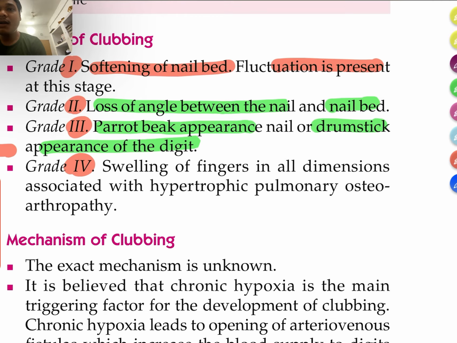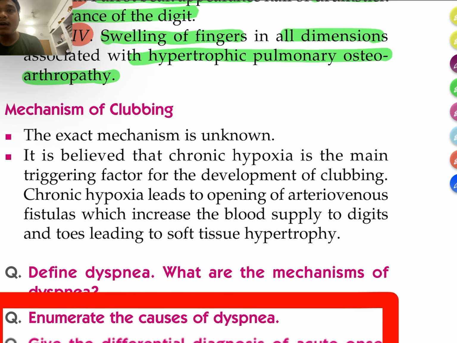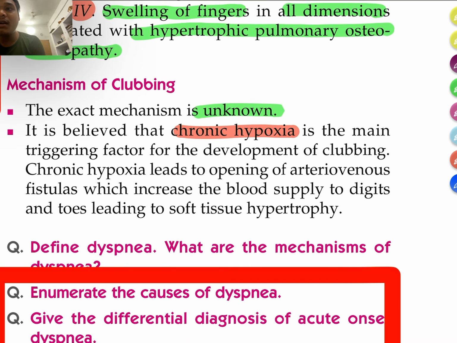Next, in the case of grade 4, there is swelling of the finger and all the above, associated with hypertrophic pulmonary osteoarthropathy. In the next lecture, we will look at the diagram for the staging. What is the mechanism of clubbing? Really, we don't know, but it is believed that chronic hypoxia is a triggering factor for the development of clubbing.